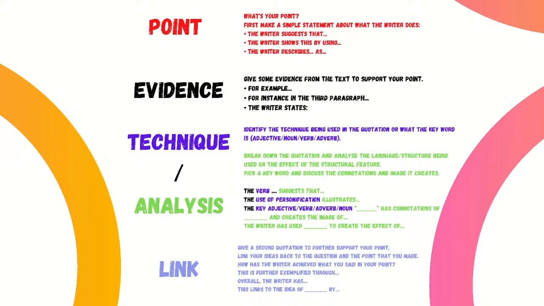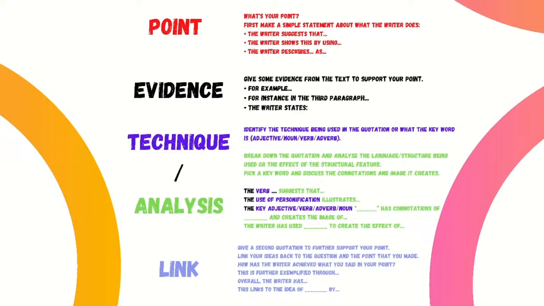So the verb suggests something. Think about the deeper meaning. How can we understand what the writer's intentions are here? What does it create an image of in the reader's mind? How can you link it back to something else, or to the question, or something further on in the text? And that's the last part there, the link. So you're giving another quotation to further support your point, or going back to the question. The link can go further on, or you can link back to your initial point and the question being made.